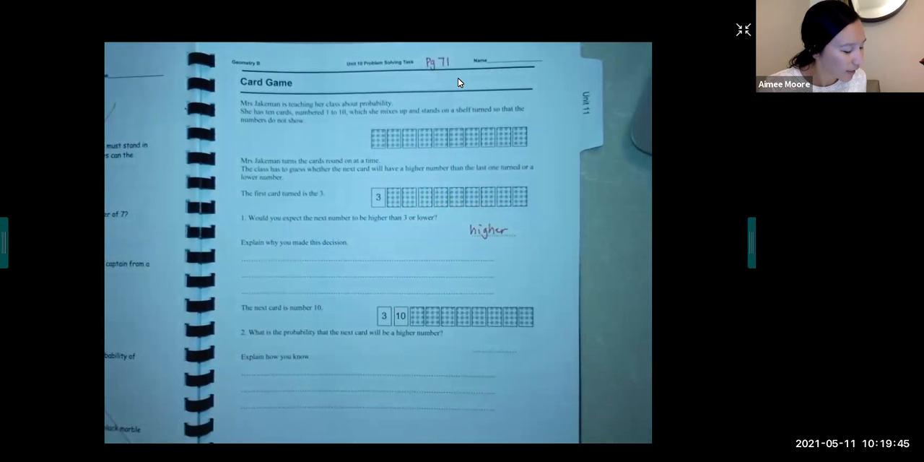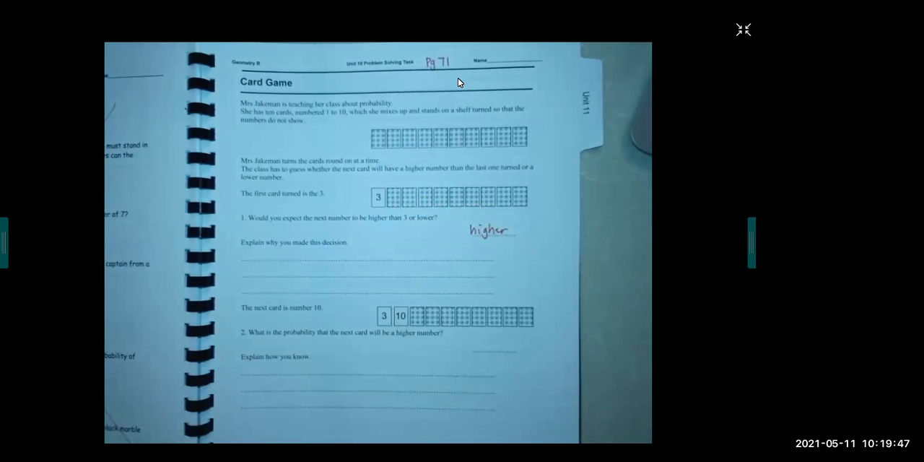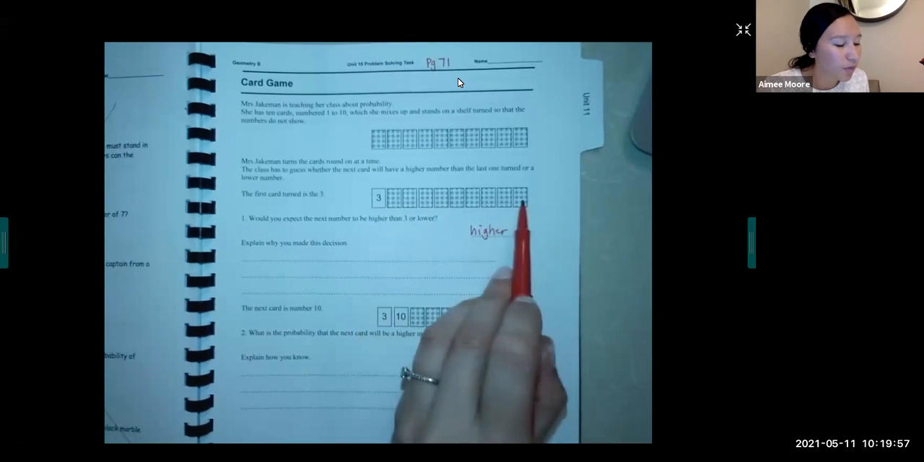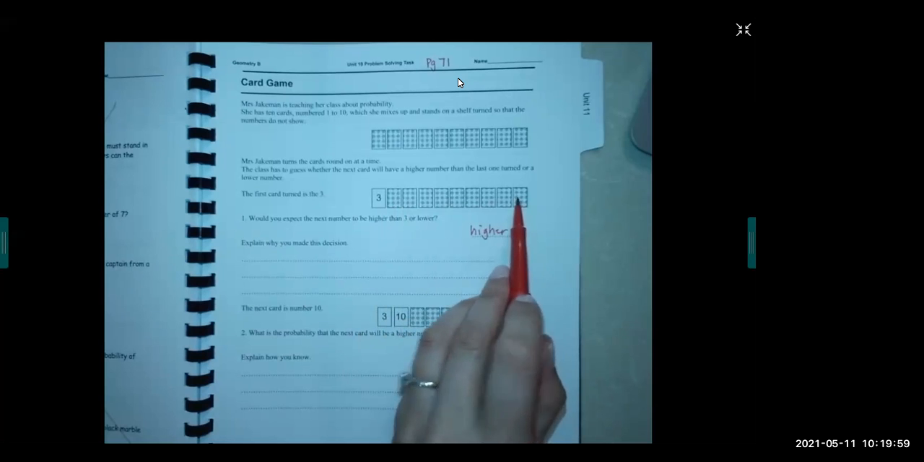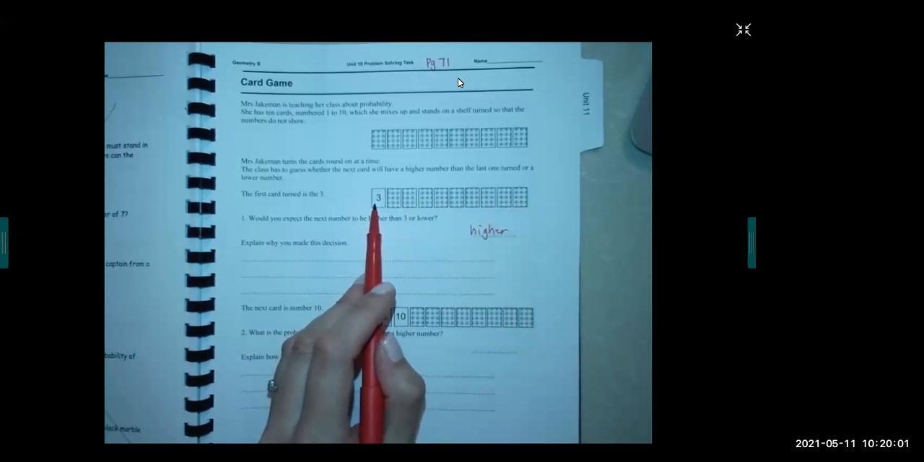Sorry, it kind of cut out. Can you say it one more time? You're more likely to get a higher number because there's only 4 twos in a deck. Oh, so these only have the numbers 1 through 10 though. Oh, yeah. So there's only one less number that would be less likely to be a higher number.